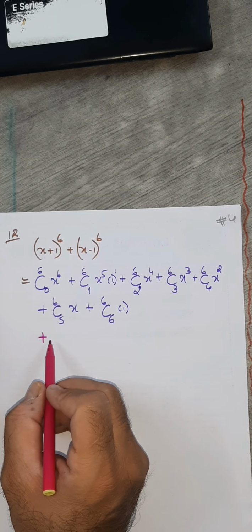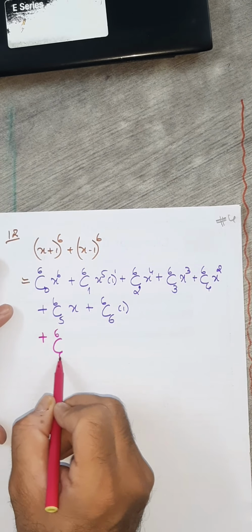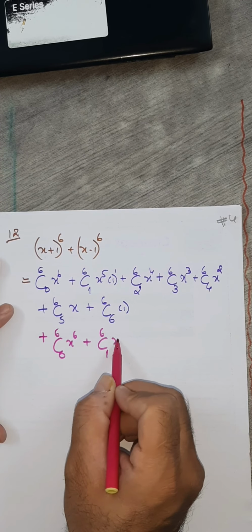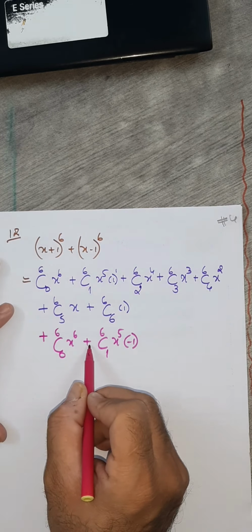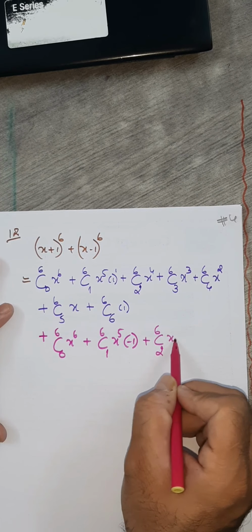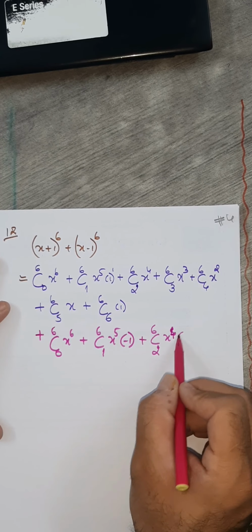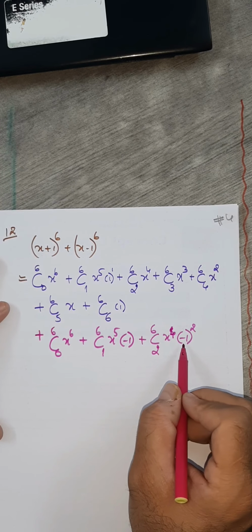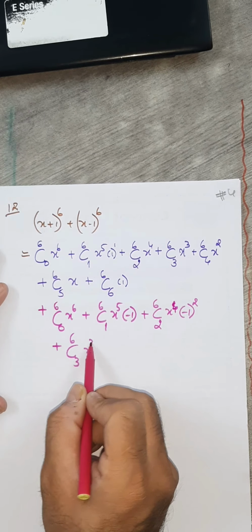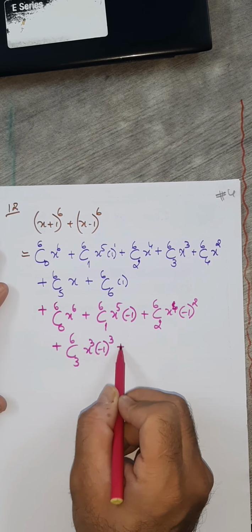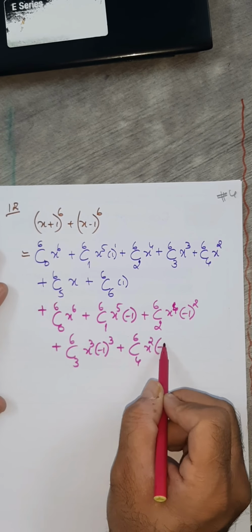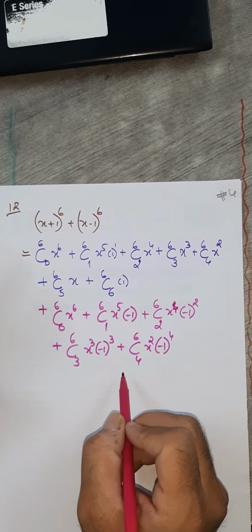So now you need to be a little careful. 6c0 x raised to 6, 6c1 x raised to 5 into minus 1, so this will be minus and therefore this will get cancelled. 6c2 x raised to 4, sorry, but here your minus 1 square, so this will be positive only, plus here 6c3 x cube into minus 1 cube now, so this is minus. 6c4 x square into minus 1 raised to what? 4. This is even, remember.